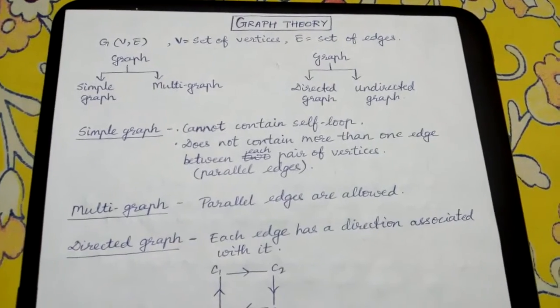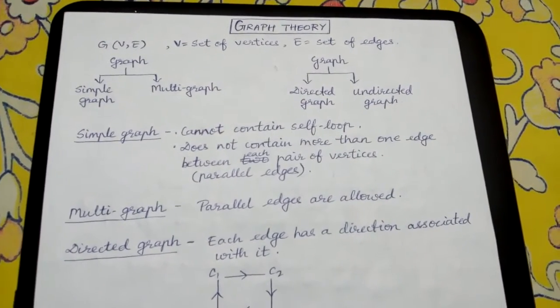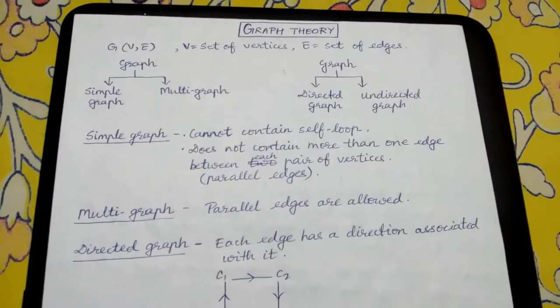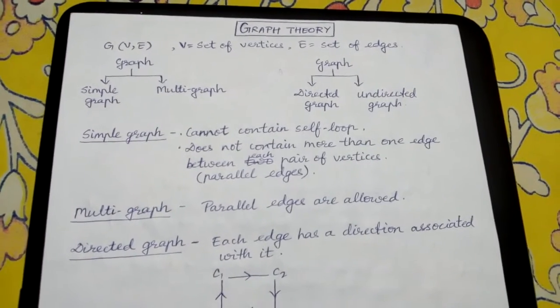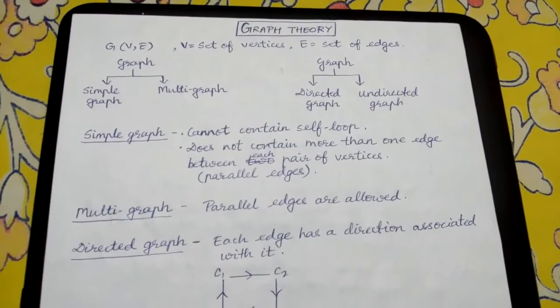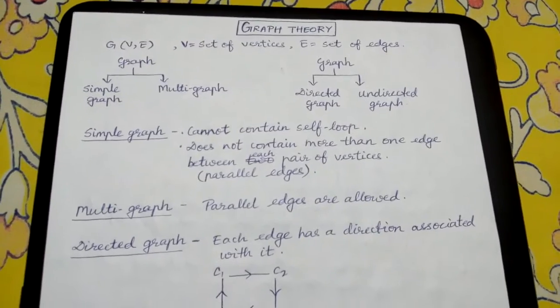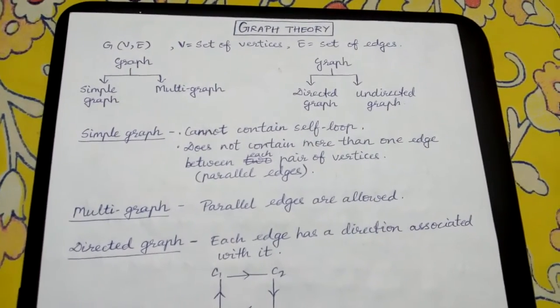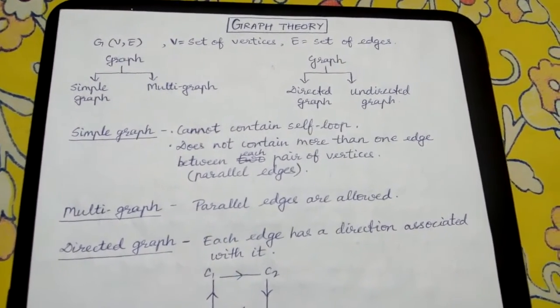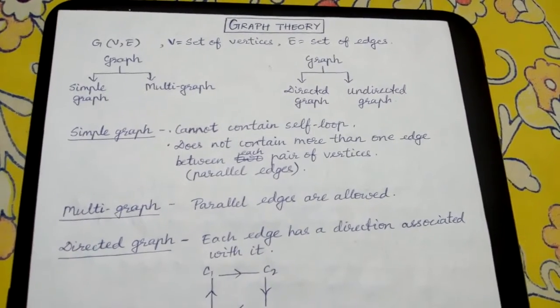Let us discuss graph theory today. So welcome back. You all know what a graph is. A graph is a set of vertices and a set of edges. Why is a graph used? A graph can be used for theoretical analysis, Google Maps, social networks and many other purposes.